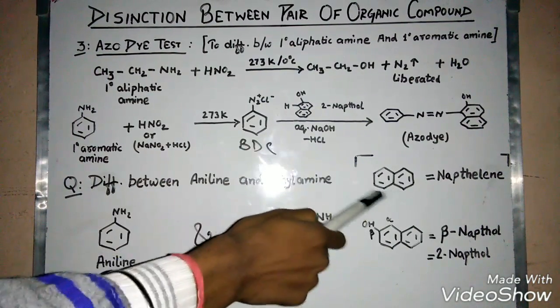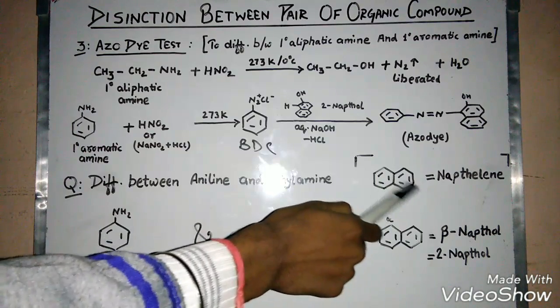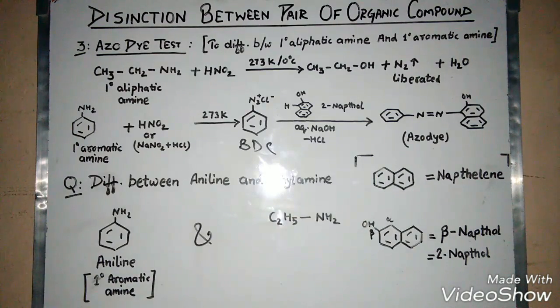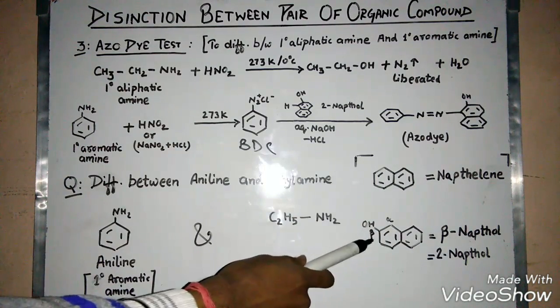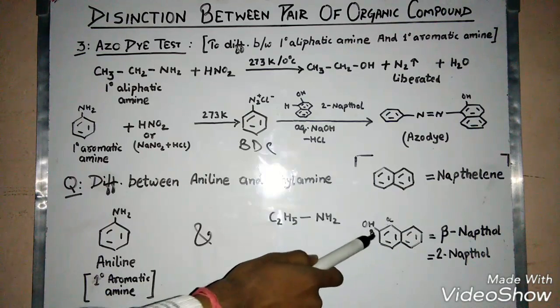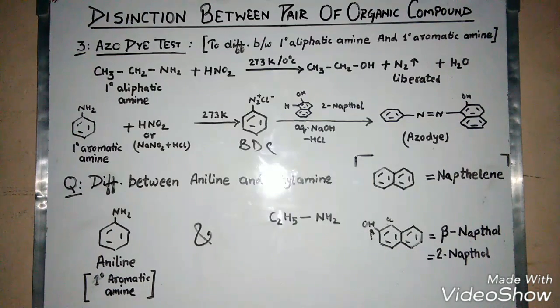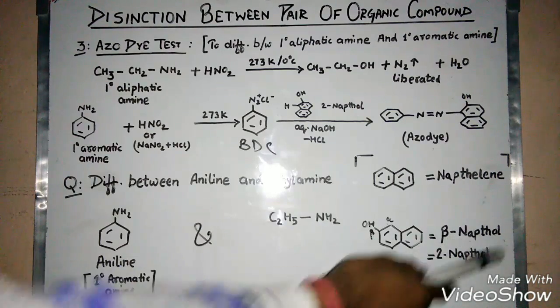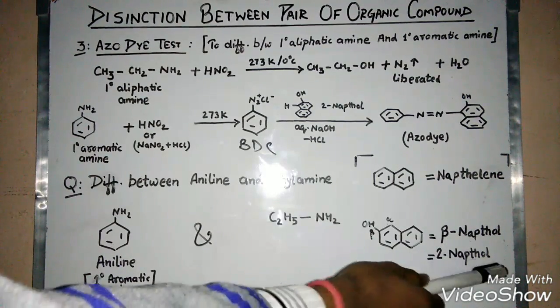See here, when 2 benzene rings are fused, the compound is known as naphthalene. If an OH group is substituted at the beta carbon, this is the alpha and this is the beta carbon, then the resultant compound is known as beta naphthol, or we can also say 2-naphthol.